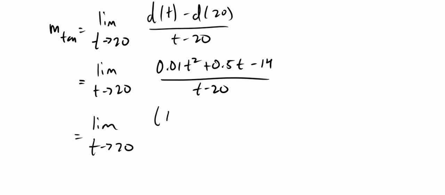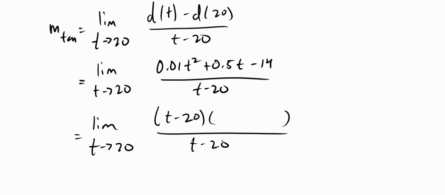So on top, I have to get t minus 20 as one of my factors. But I have to figure out what the other factor is, because that's what's going to be left over. And if I made a mistake above this, I have to be careful making this assumption, and I just have to really check my work. Okay?